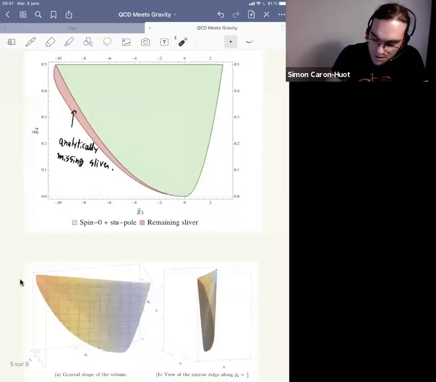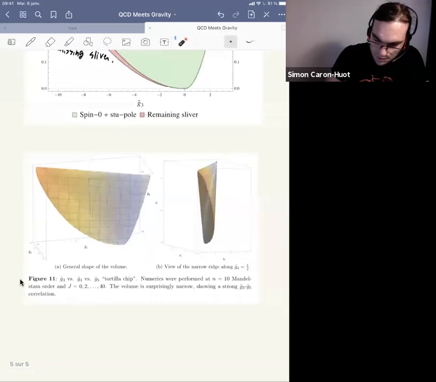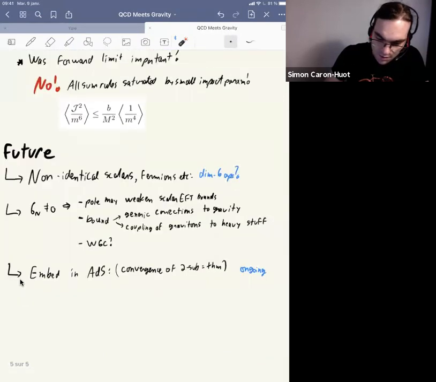Okay, we can do 3D exclusion plots. You learn that these things are quotients of G3 and G5, the order 5 quotients are very correlated. These shapes are very narrow. So that's the sort of thing we learn. And this is it, so I'm done.